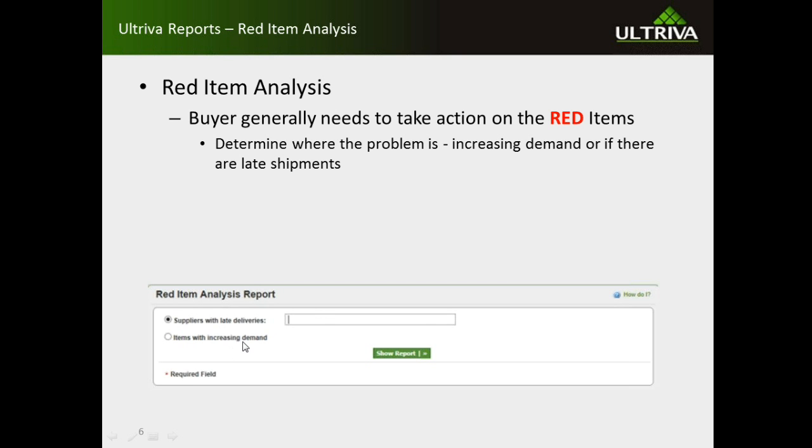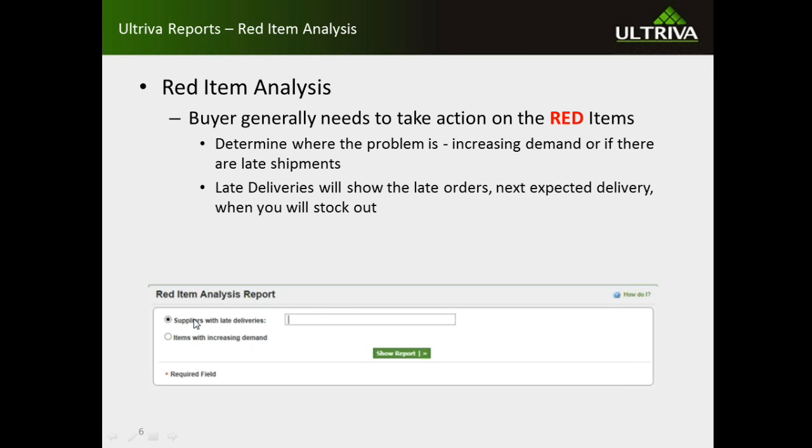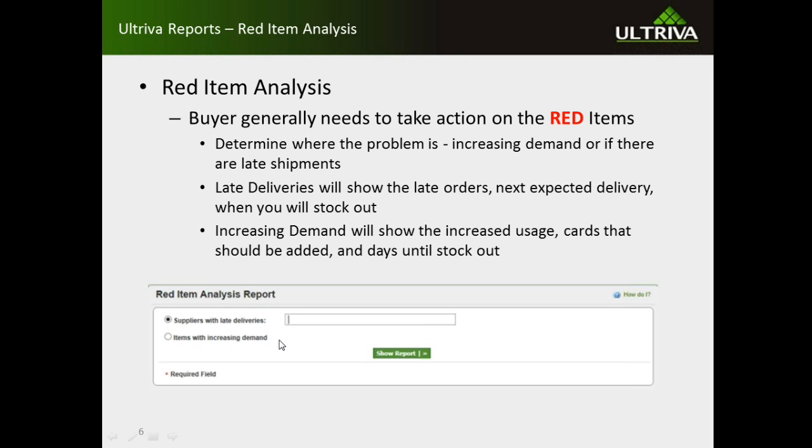So you can run this one of two ways. If you run it for the late deliveries, it will show you all of the late orders, what's expected next, and when you're going to stock out. If you run it for the increasing demand, it will show you your increased usage and suggest how many cards should be added to compensate for your increased usage, and how many days until you are going to stock out.